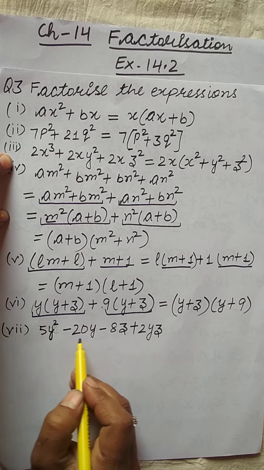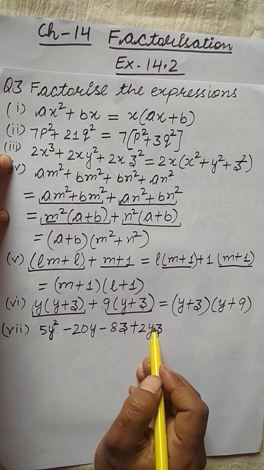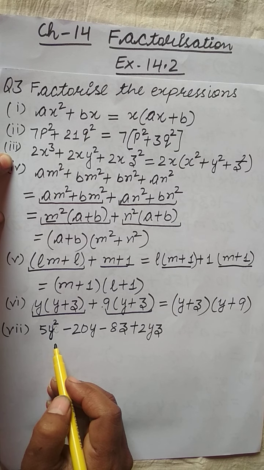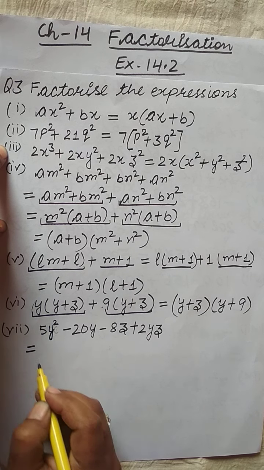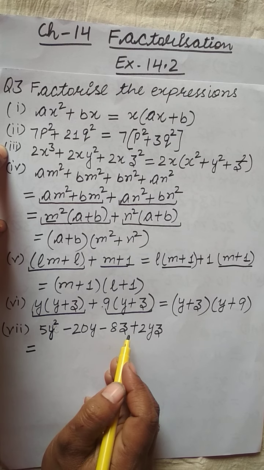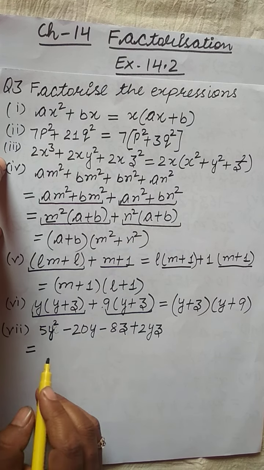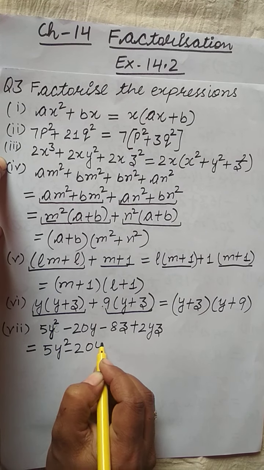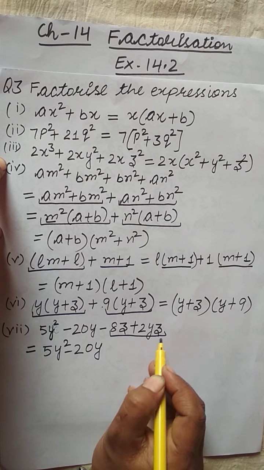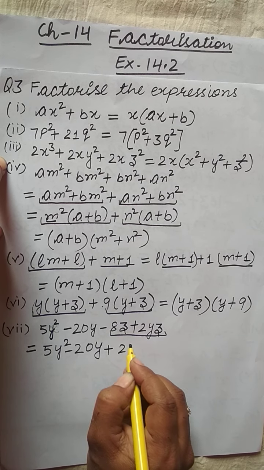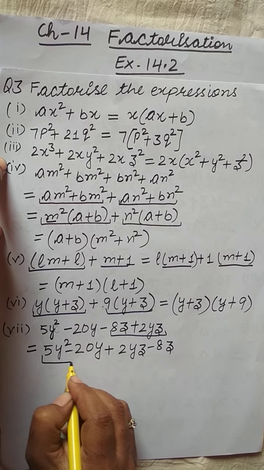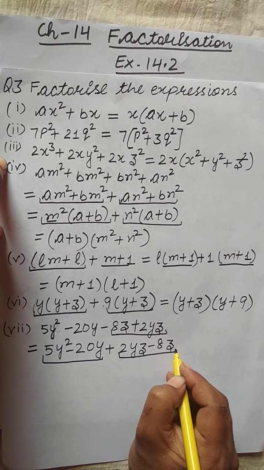Next is 5y square minus 20y minus 8z plus 2yz. This is again the kind of binomial into binomial. For the simplification of this question, firstly we will arrange the terms so as to make the answer. So here 5y square minus 20y remains same. I'll just rearrange these two terms plus 2yz minus 8z. Now make the pairs, first two terms and the last two terms.